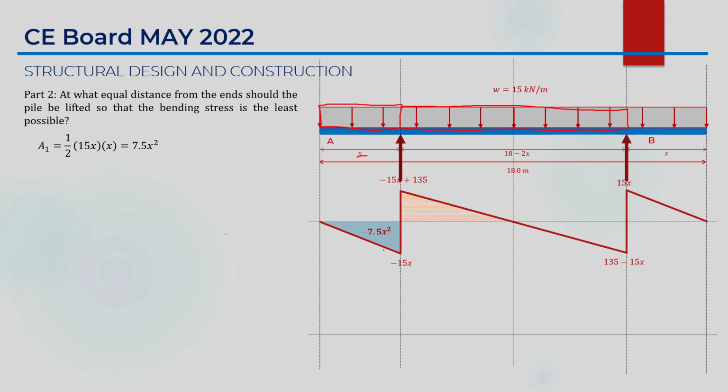How about for this area? Yun. For this area, ito yung magiging value natin, kasi that is 1/2 minus 15x, times 18 minus 2x divided by 2, kasi half niyan. Half nito. Okay, this is 18, yung whole distance nito, divide 2. So, the resulting value is 7.5x squared minus 135 plus 35x plus 607.5.